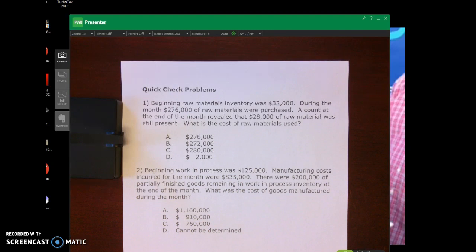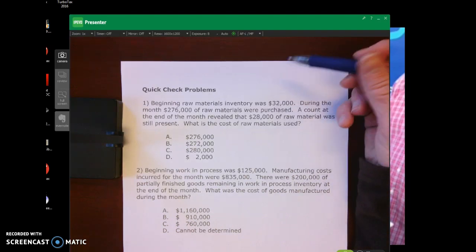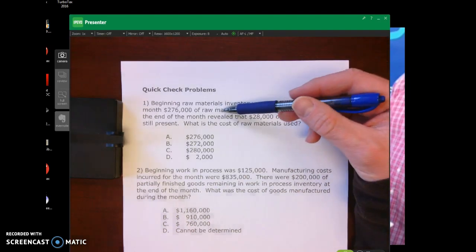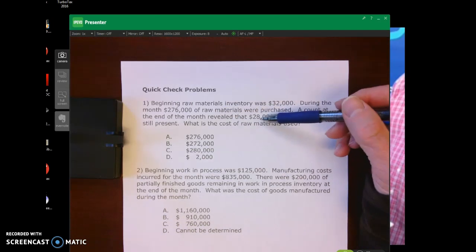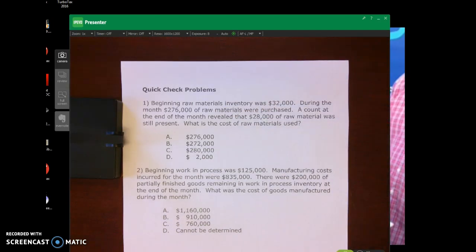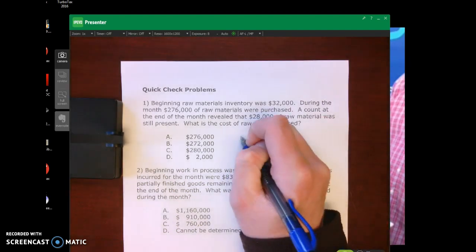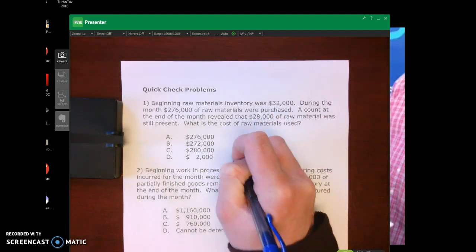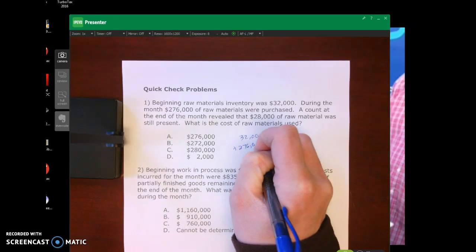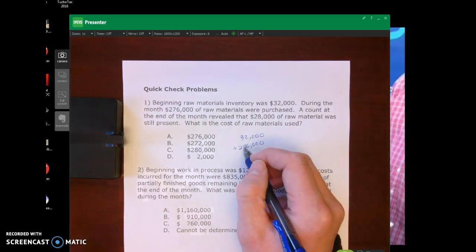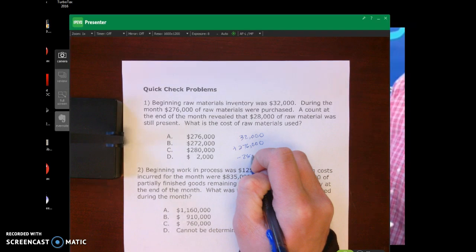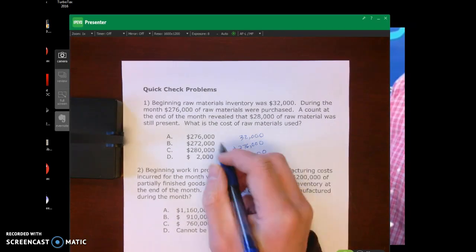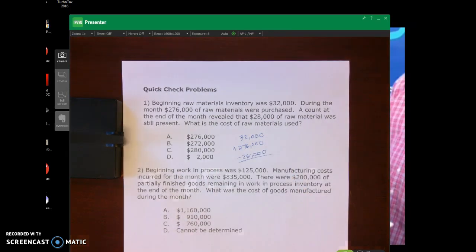All right. Well, welcome back. We come over here and we look at these problems. It says our beginning raw materials inventory was $32,000. During the month, we added 276, and then the count revealed that we only had 28,000 of raw materials left over. What's the cost of the raw materials used? So I take my 32,000 plus my 276, right? That's how much I have on hand, minus my 28,000 that I didn't use. That must be the cost of the materials that I did use.